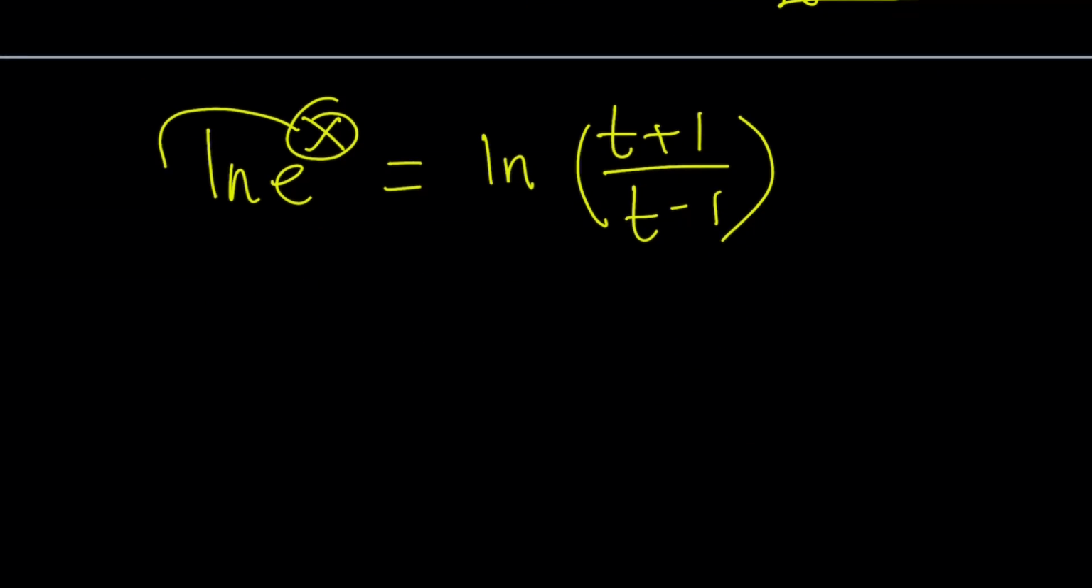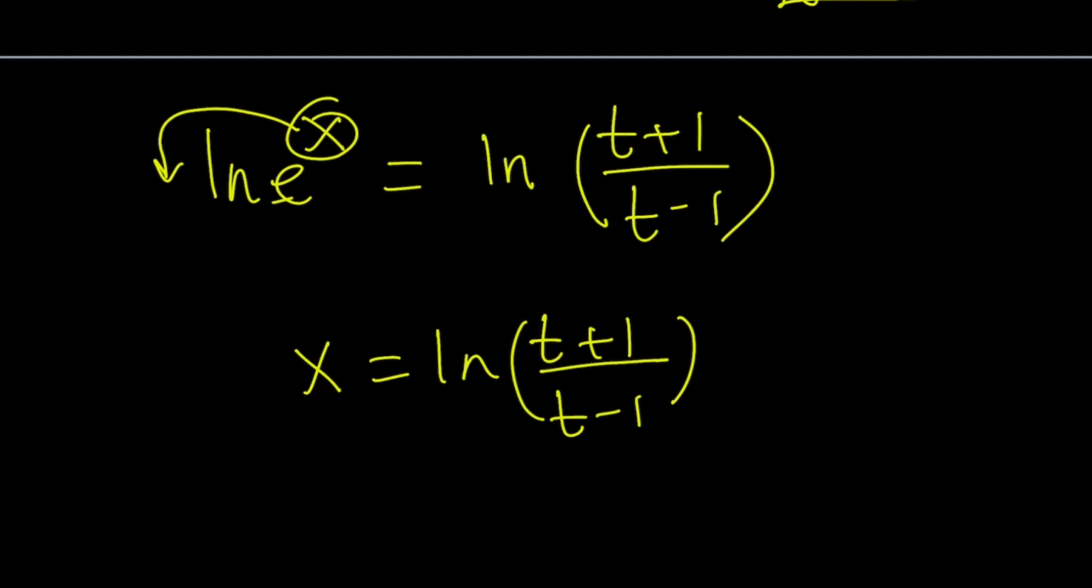Take the x down, and ln e is 1, so this is x equals ln of (t + 1)/(t - 1). Great. Obviously, there are some limitations, like t cannot be 1, and (t + 1)/(t - 1) cannot be negative. We can talk about those next.